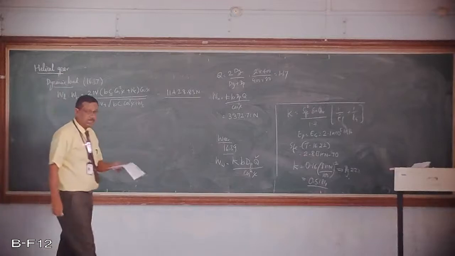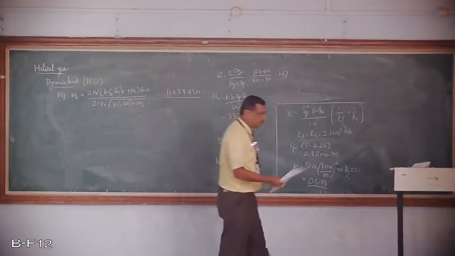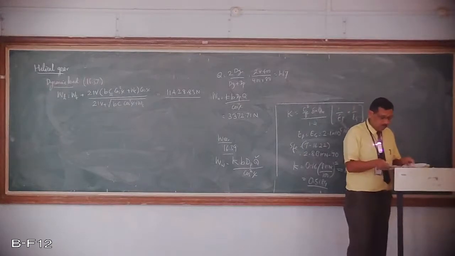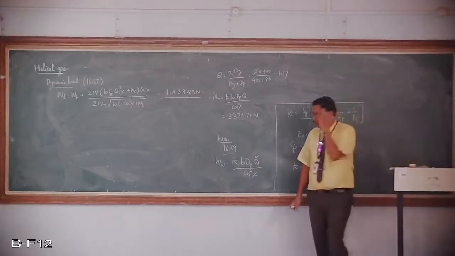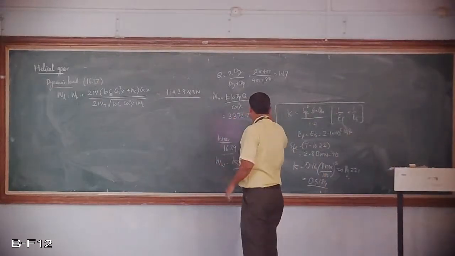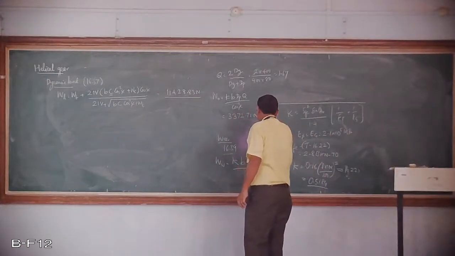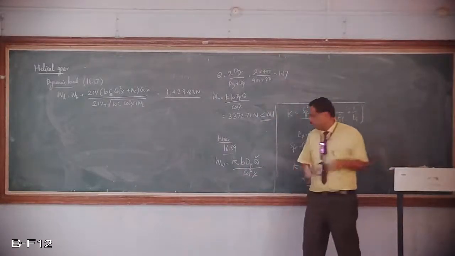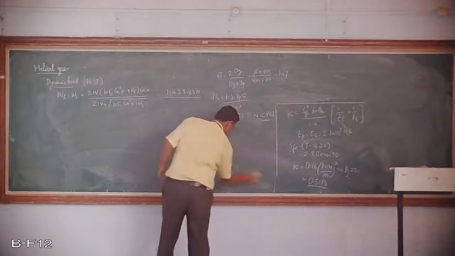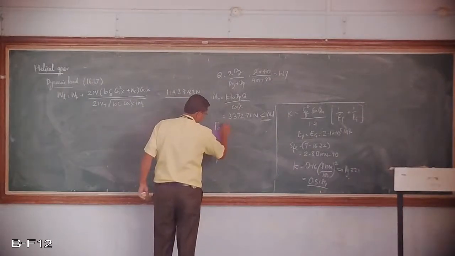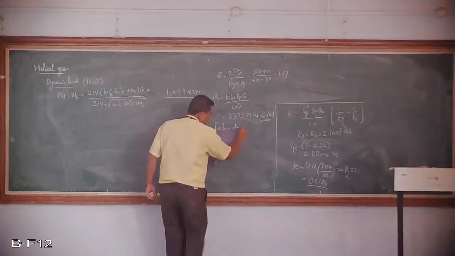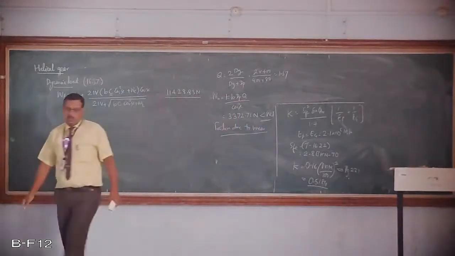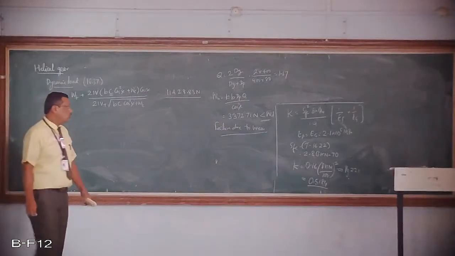3372 newtons. But this has to be greater than the value of dynamic load. Is it more than the dynamic load? No, it is less than the dynamic load. Therefore, the gear is going to fail because of wear. There is going to be wear failure. Now, how to improve wear?